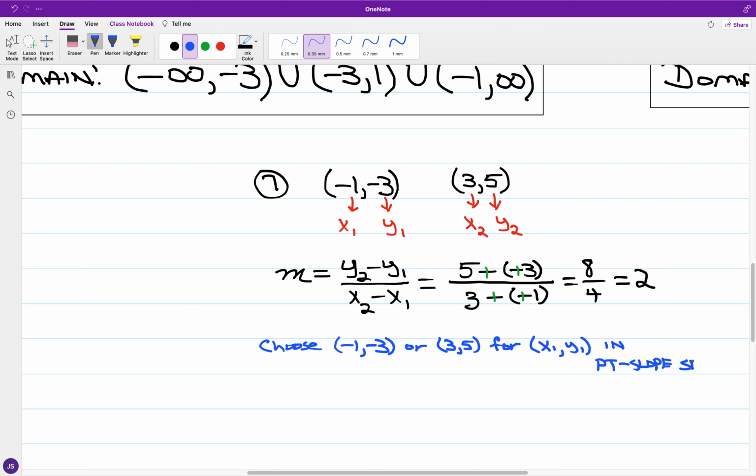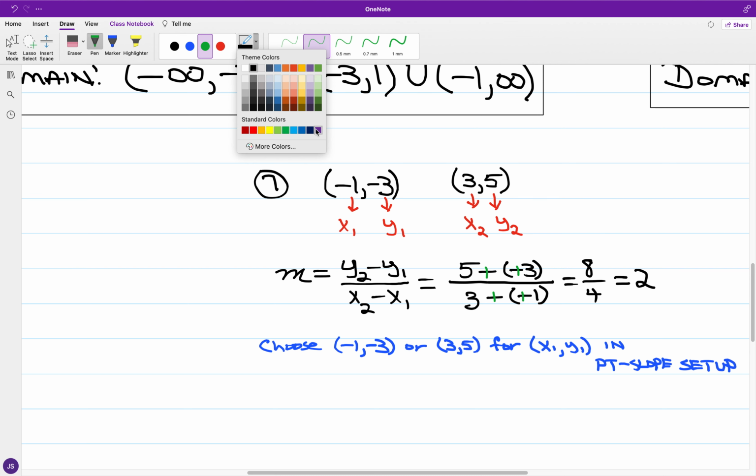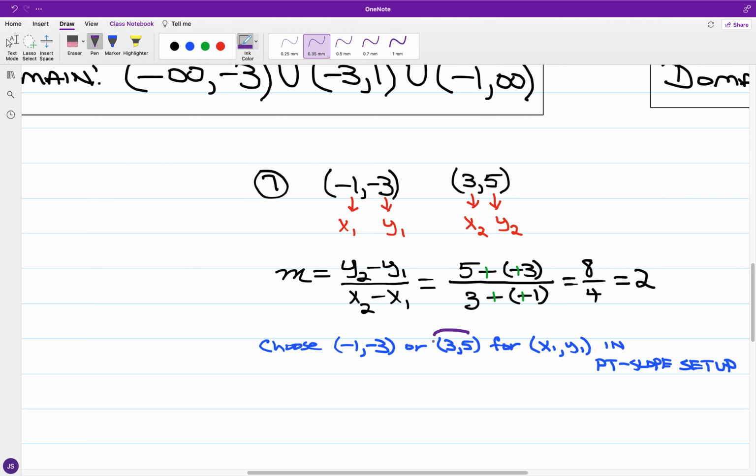Again, we can choose either ordered pair in the point-slope setup. One might be inclined to say (-1, -3) since that was the first introduced point. But if one is a bit hesitant about working with negative numbers and would rather go with positive coordinates, they can do that as well. So we'll go with this route. We'll go with (3, 5).